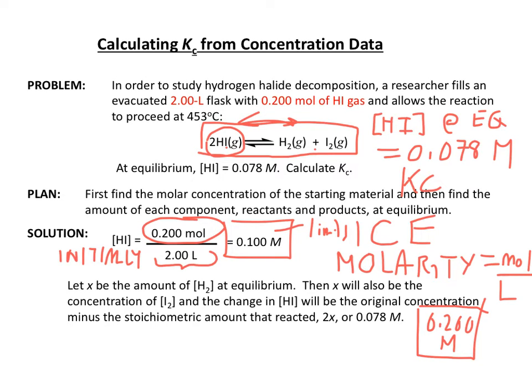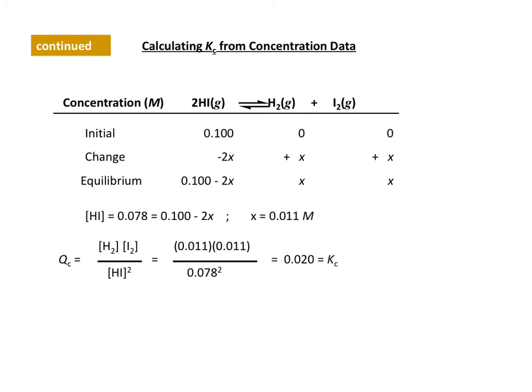Okay, so we're going to go on to the next slide. And let's see, I think we should put down that the concentration of HI at equilibrium equals 0.078 molar. That's important.